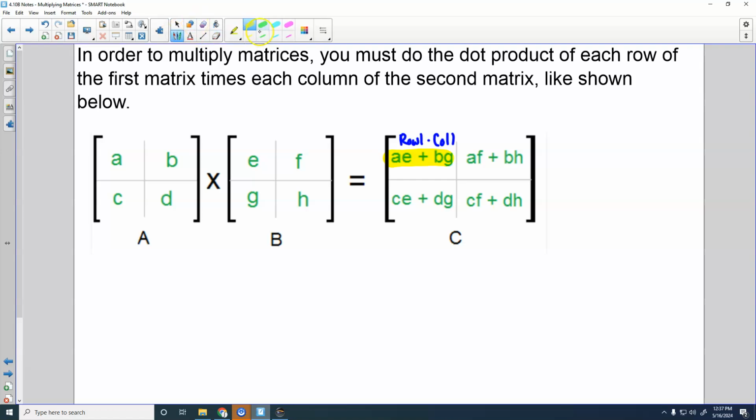Then, I'm going to erase this. Let's use a different color. If I want this spot right here, I need to do row 1, column 2. Right? Because that is row 1, column 2 in this matrix. So I'm multiplying the first row here by the second column here. So let's label this over here. This is row 1, column 2, and that would be A times F plus B times H.